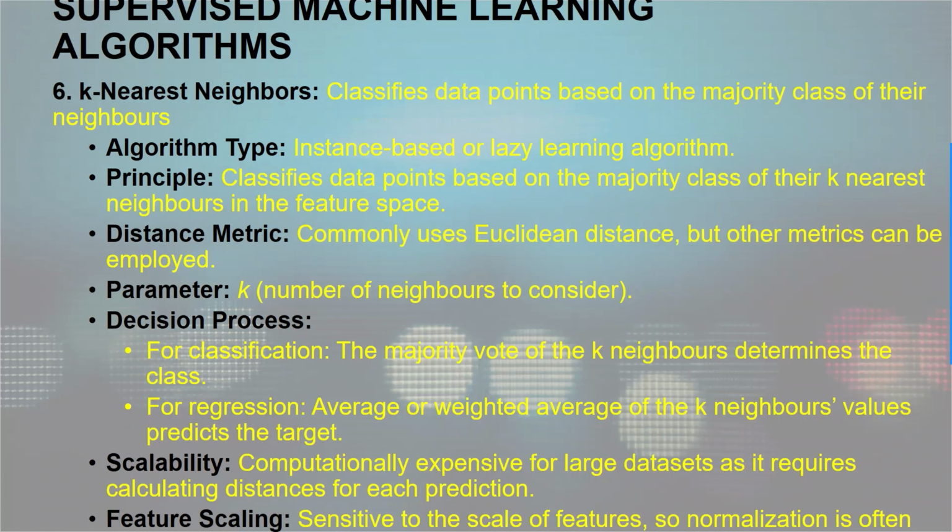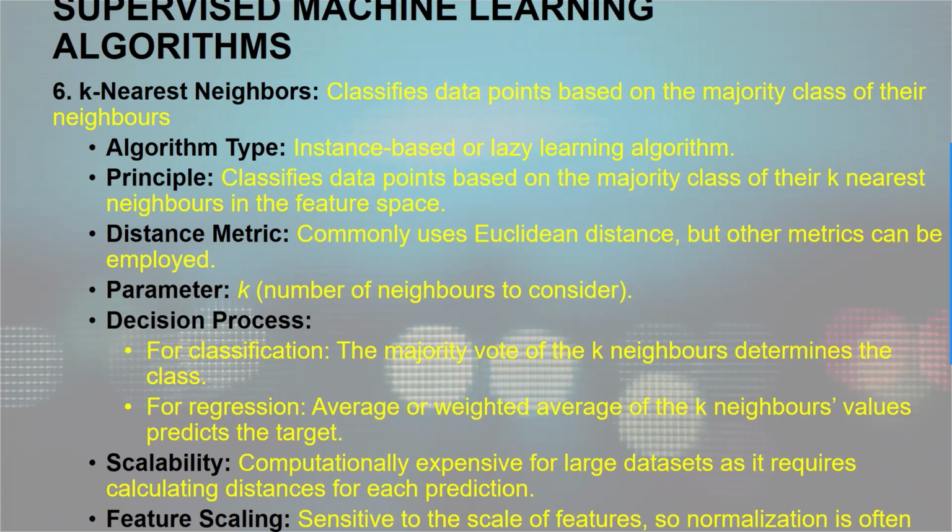Next, we have k nearest neighbors, which classifies data points based on the majority class of their neighbors. The algorithm type is instance-based or lazy learning. The principle is that it classifies data points based on the majority class of their k nearest neighbors in the feature space. Then we have the distance metric, where Euclidean distance is commonly used, but other metrics can be employed. Then we have parameters such as k, the number of neighbors to consider.